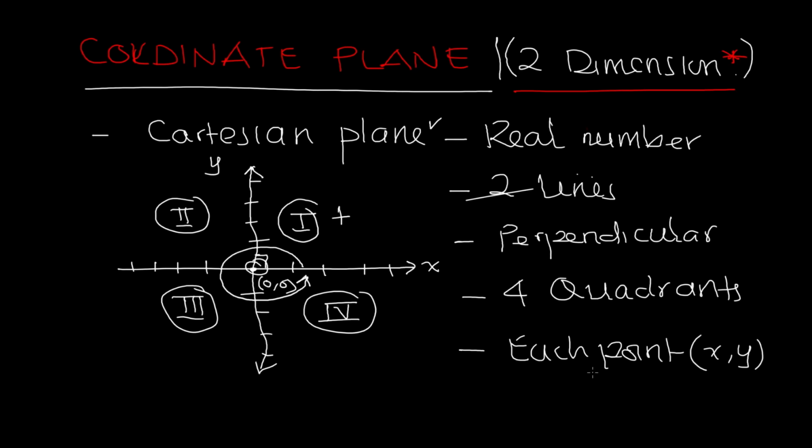Then the other important concept to understand here is that each point on this Cartesian plane is represented by coordinates, which are x, y. Here it will be negative x, y. Here it will be negative x, negative y. And then here it will be x, negative y. Generally, though, it is x, y in each one, but I'm just showing you the signs.